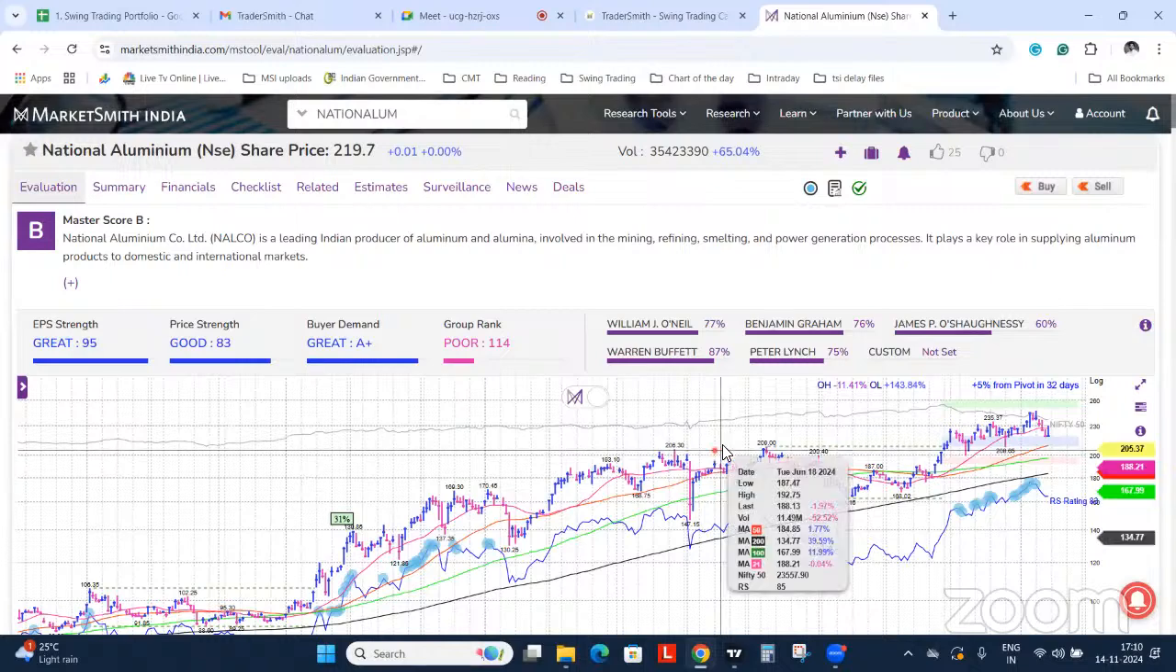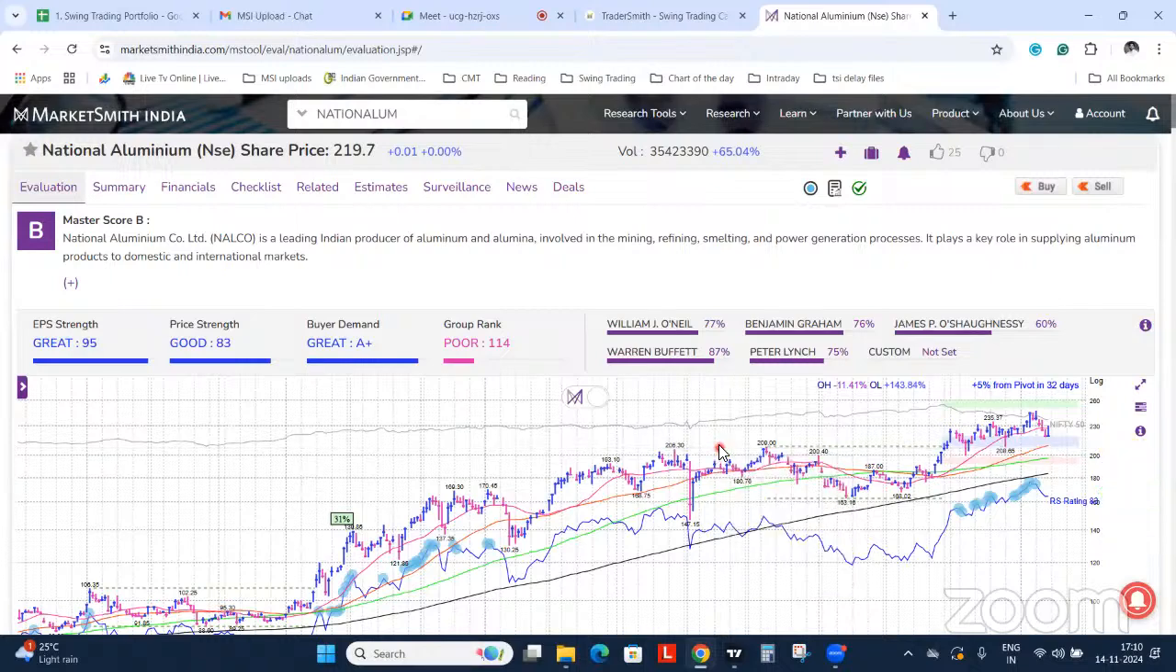But again, if the market bounces back, a bounce back may also happen in this. From a technical perspective, if you ask, it is clear cut. I'm expecting a 210 to 200 level in this stock in the coming days in National Aluminum.